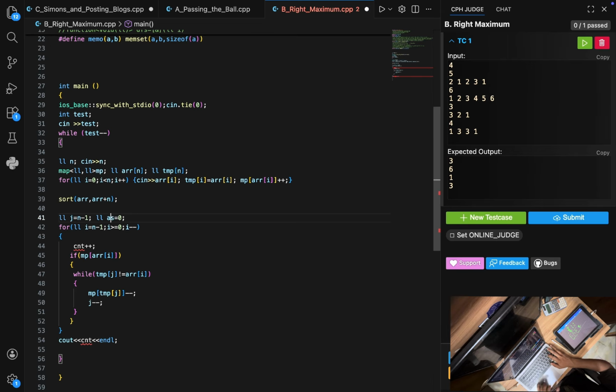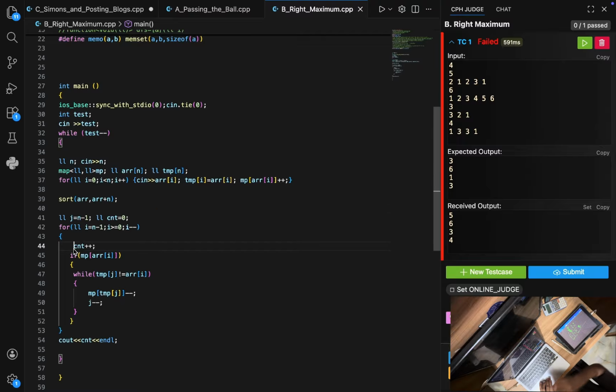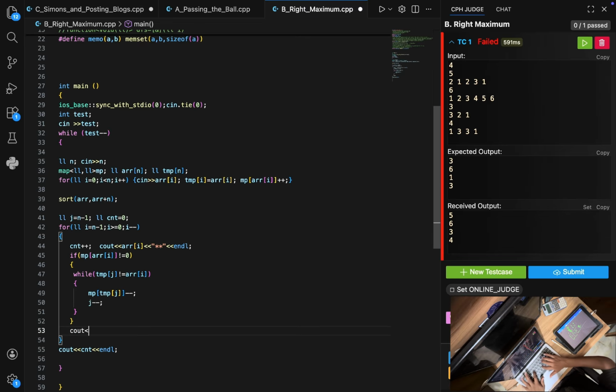Oh, I have written it as answer. If temp of i not equal to 0, while temp j not equal to array of i, temp j minus minus and j also minus minus. Cout array of i, cout temp j.